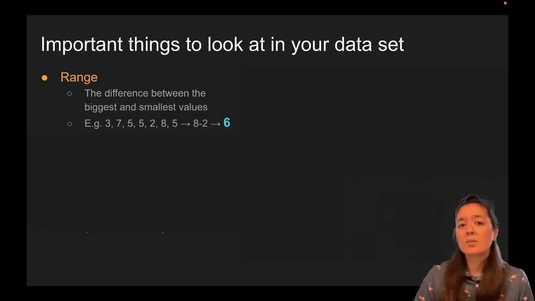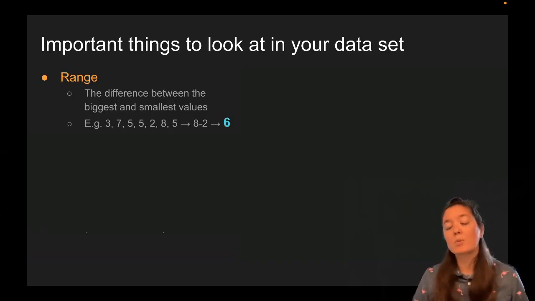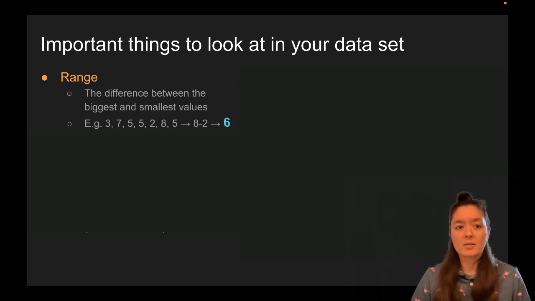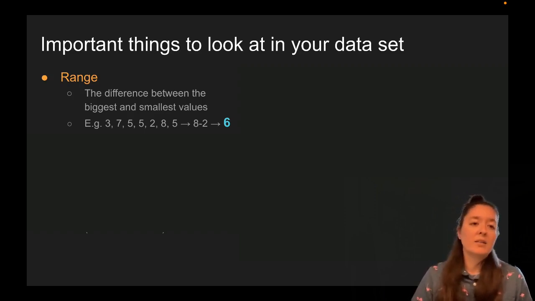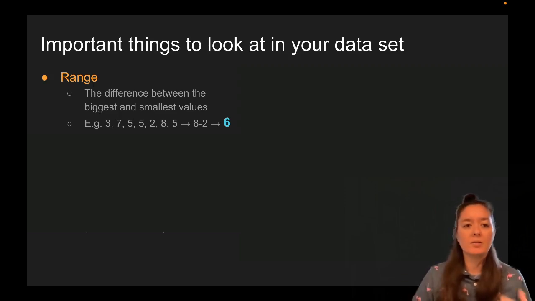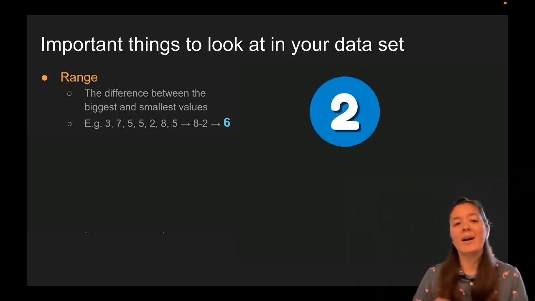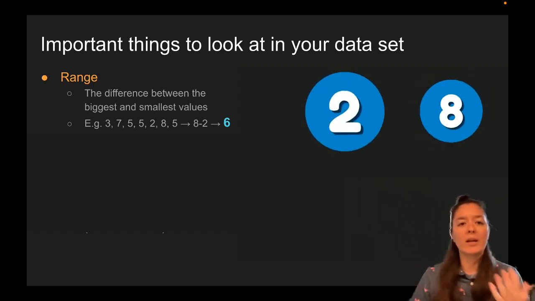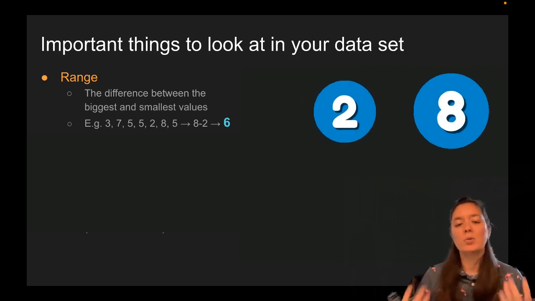Another important thing to look at in your data set, some of these terms may be familiar from your math class. So, range. The range is the difference between our biggest and smallest values. In our example here, we have the numbers 3, 7, 5, 5, 2, 8, and 5. So our range is 6, from our lowest number 2 to our highest number 8.